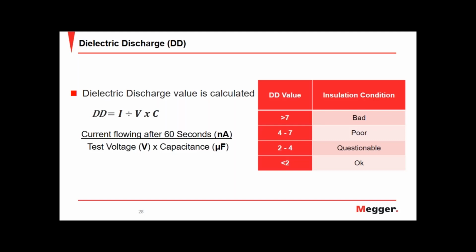This time, we're actually looking for a low value. So we're looking for values under 2 as being a good quality insulator. Between 2 and 4 is questionable, and anything above 4 is time to start thinking about taking the asset out of service and changing it.